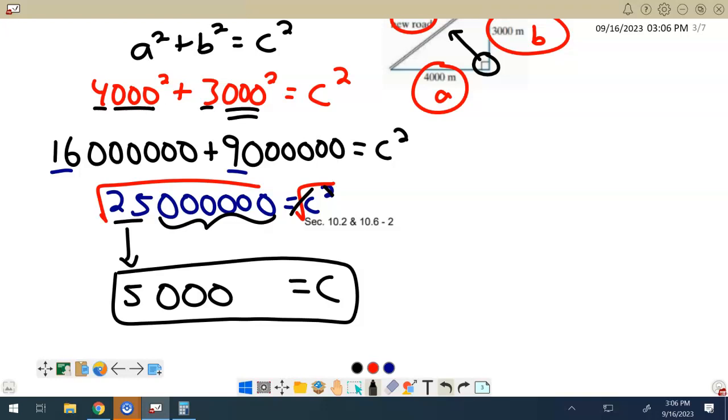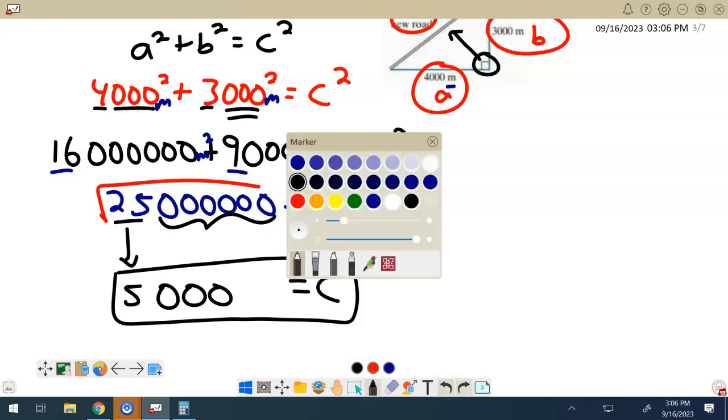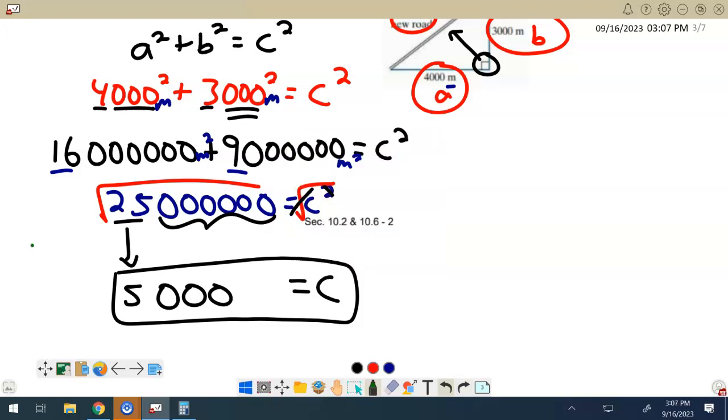This is in meters, right? So if you follow the units, you have meters here for 4,000, and you have meters for 3,000. Now, when you square those, you actually get meters squared, right? So when I add these together, this is in meters squared. Let's try that again. So this will be in meters squared. But when you take the square root of meters squared, it comes back out again in meters.